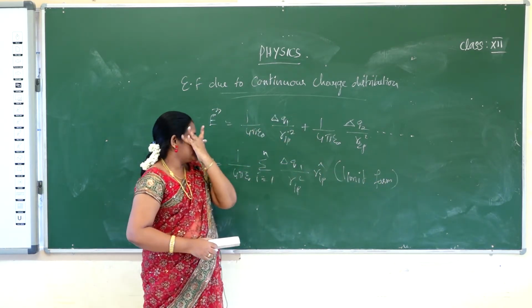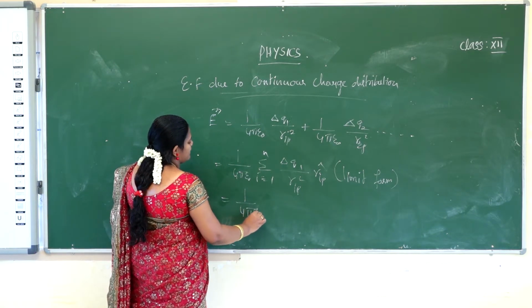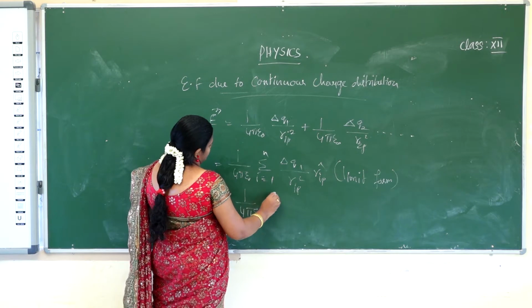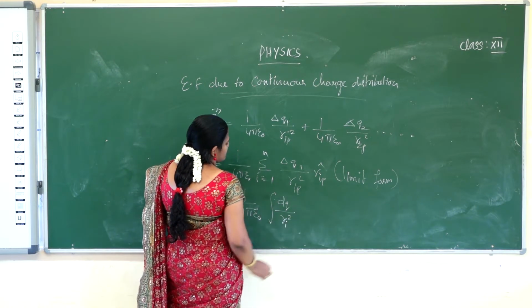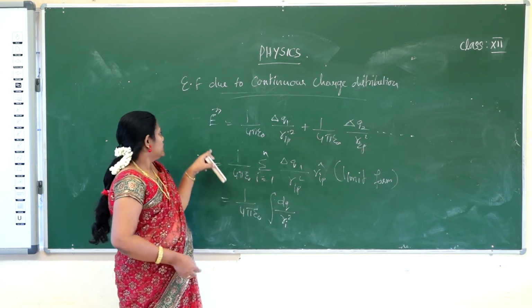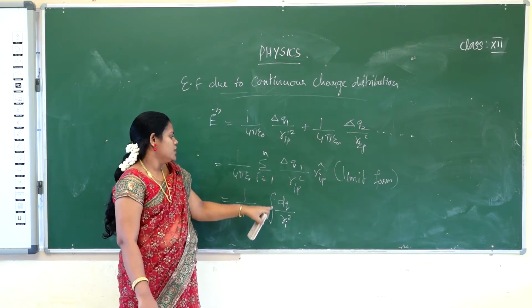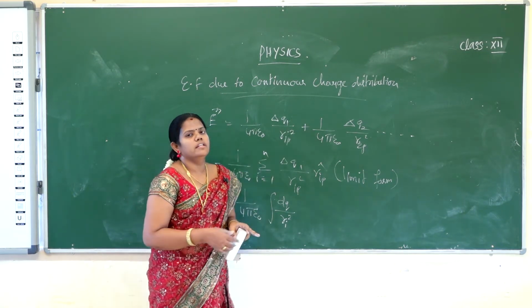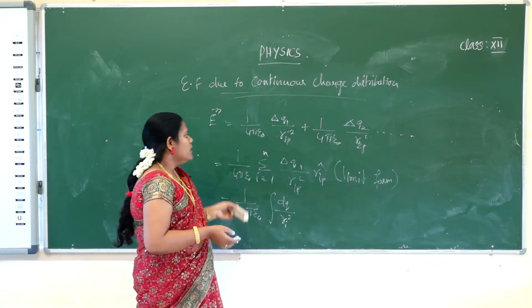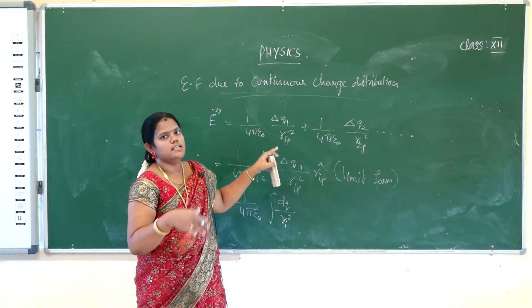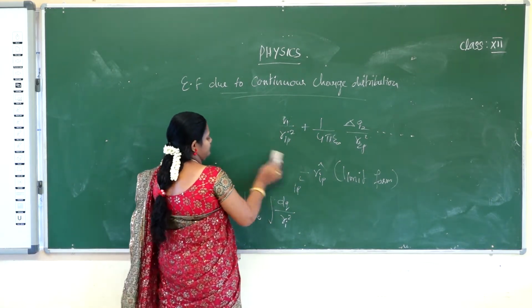Okay? If you use the integration format for the same charge, you should not write the summation; write 1 by 4 pi epsilon naught integration of dq by r square. This is the formula for the total electric field for a continuous charge distribution. The charge can be distributed in various ways: linear, surface or volume. I will give the formula for linear density, surface density and volume density. So go for the next one.